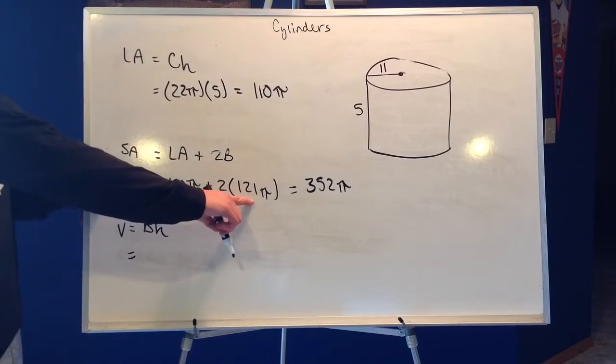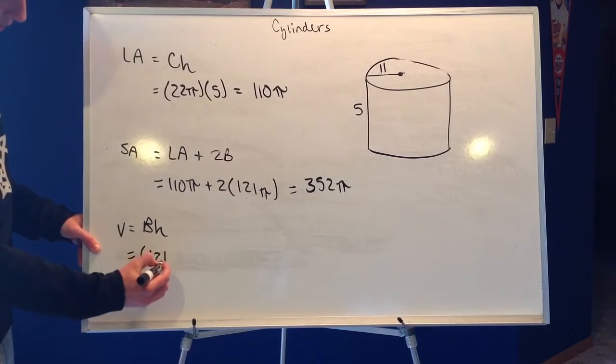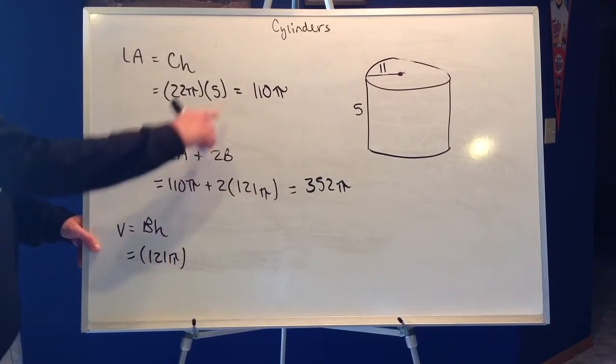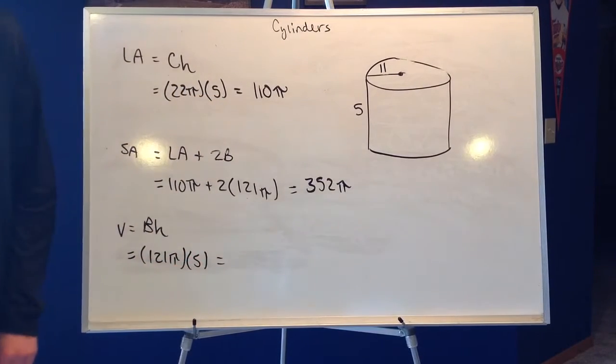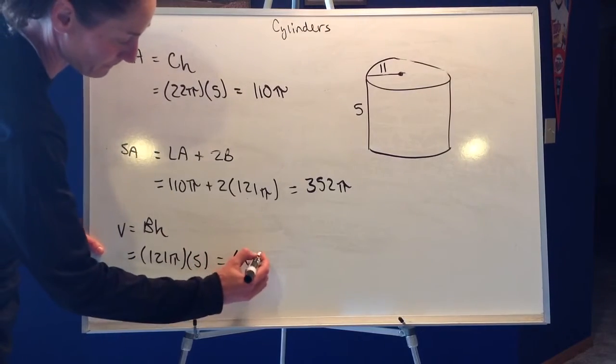Area of base we found was our 121 pi. Height is what we used up here, which is our 5. Multiply those together and you'll end up with 605 pi.